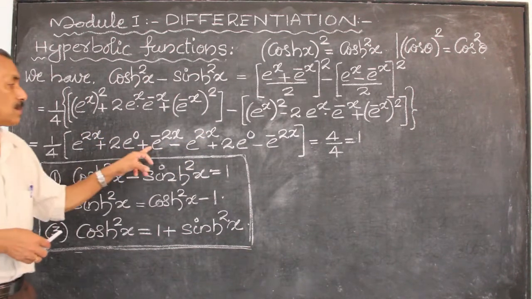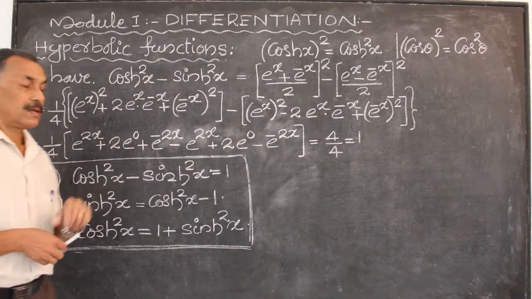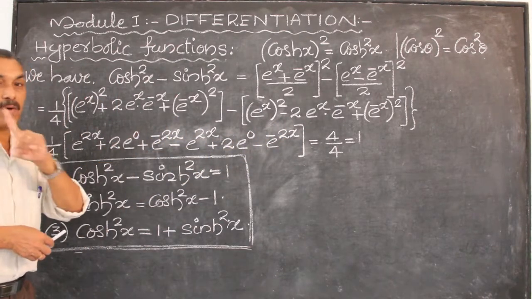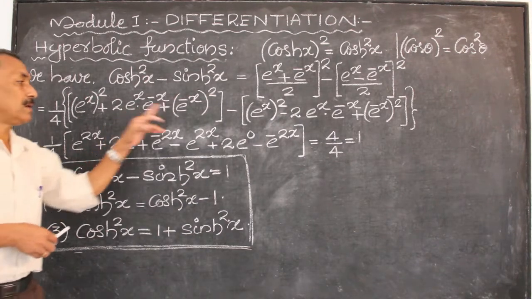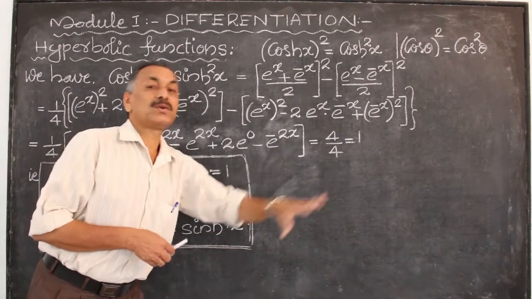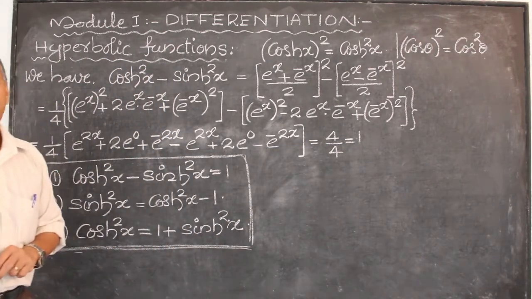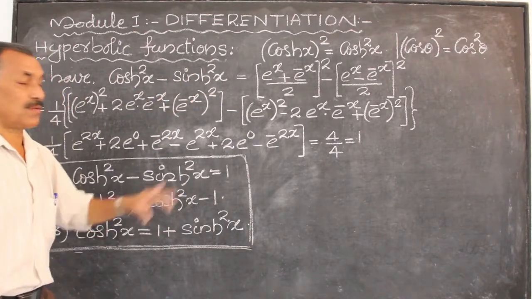Then e raised to minus 2x minus e raised to minus 2x, these two also cancel. This gives 2 e raised to 0, and e raised to 0 is equal to 1. Any quantity raised to 0 is equal to 1. So this is 2 into 1, that is 2. Then we have 4 divided by 4, that is equal to 1. That is, cos h square x minus sin h square x is equal to 1.